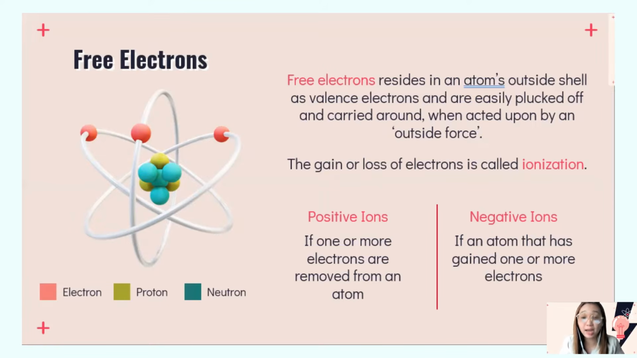When an atom has removed one or more electrons from its system, it becomes a positive ion. When an atom or a particle gains one or more electrons, it becomes a negative ion.